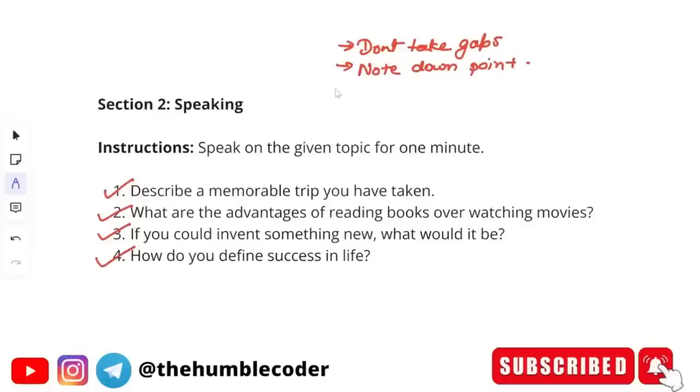That is not recommended. And don't over-repeat the sentence. If you have spoken a sentence already once, don't speak the same sentence again and again. So if you take care of these basic things, you can easily clear this section. Let's move on to the next section now.